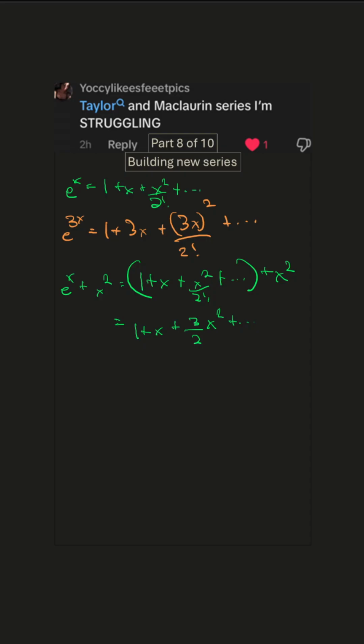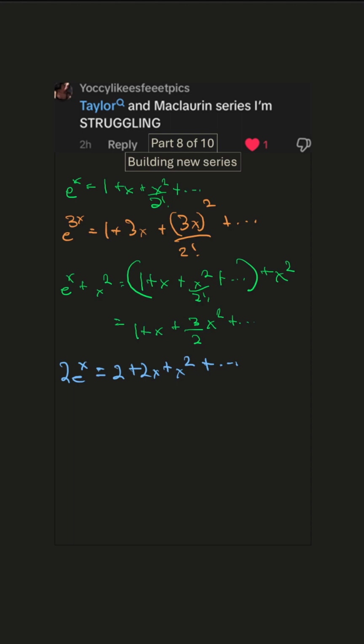Okay? How about multiplication? So what if we want to find 2e to the x? Well, we just multiply every term by 2. So that'll be 2 plus 2x plus x squared, because the 2's cancel out, and so on.